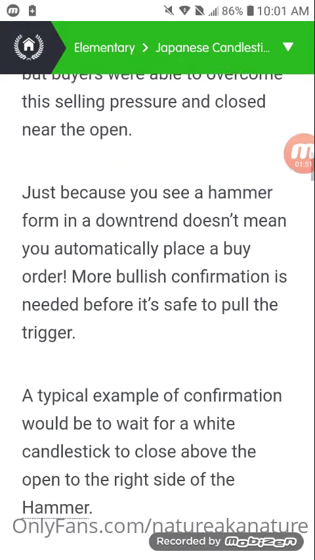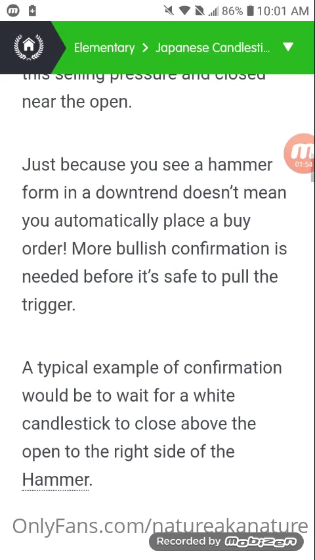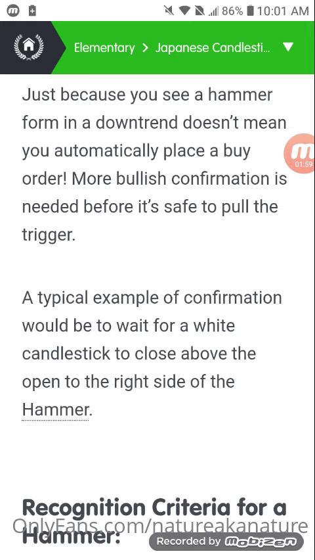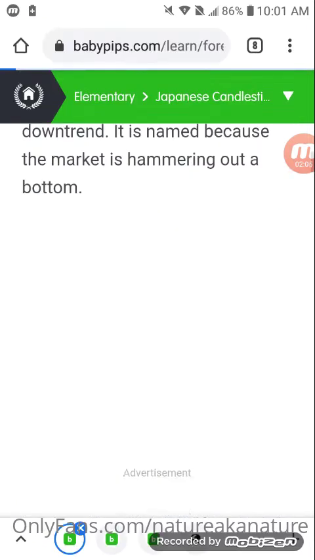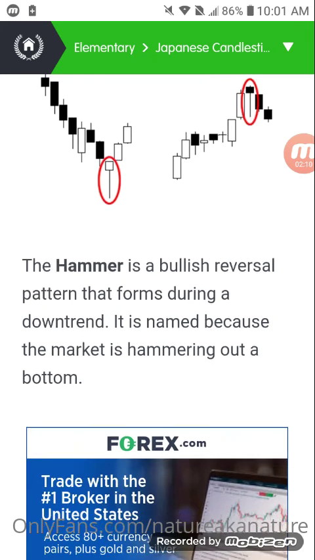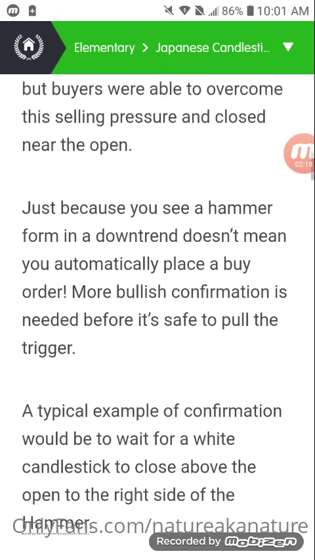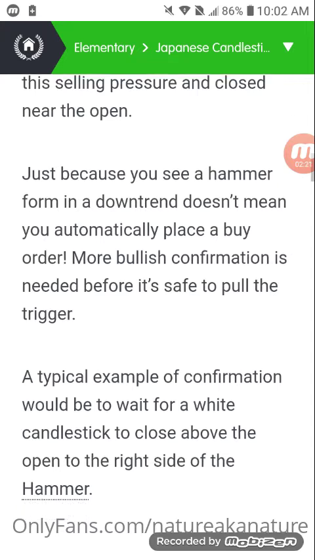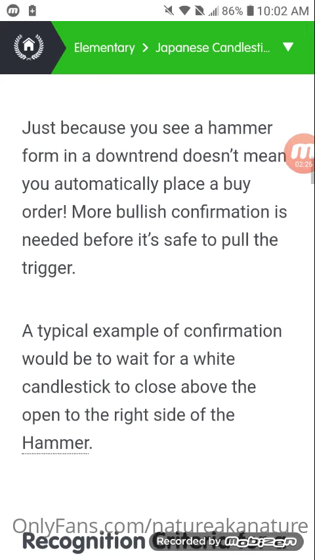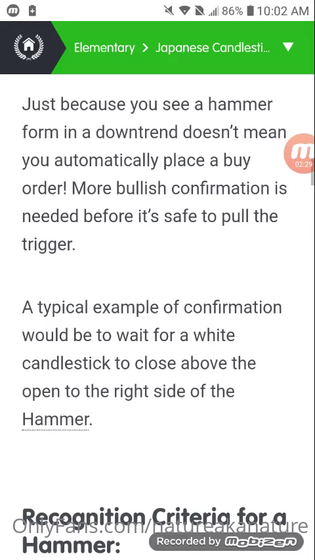We need more information. More bullish confirmation is needed before it's safe to pull the trigger. A typical example of confirmation would be to wait for a white candlestick to close above the opening, because sometimes the market does whatever it wants. You might see a hammer and it's still in a downtrend. So before we actually pull that trigger, we will wait for a white candlestick to close above the opening on the right side of the hammer.